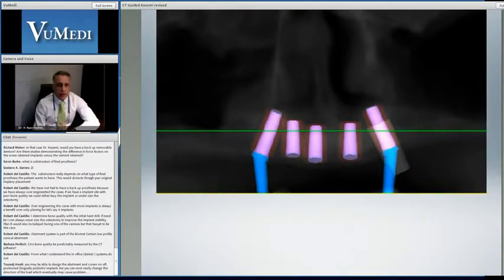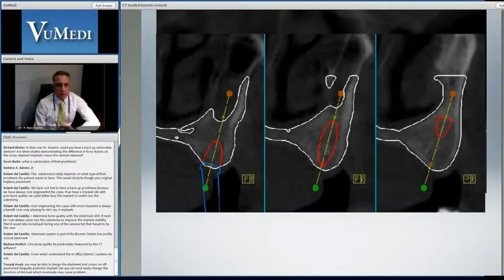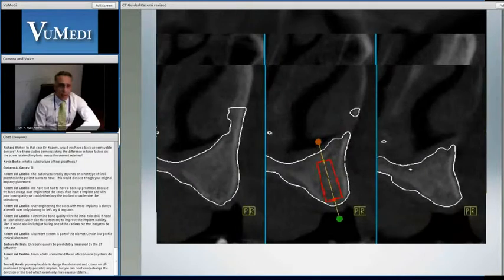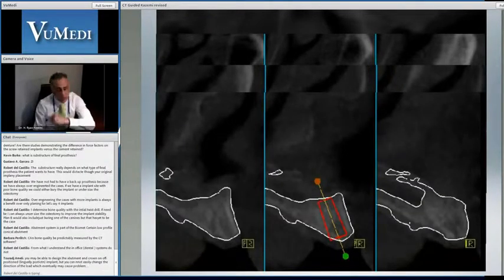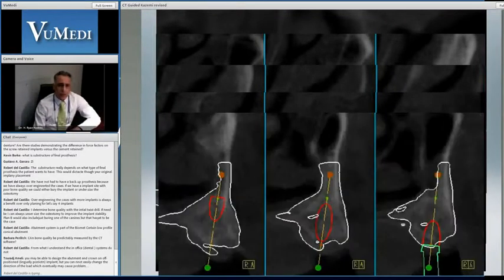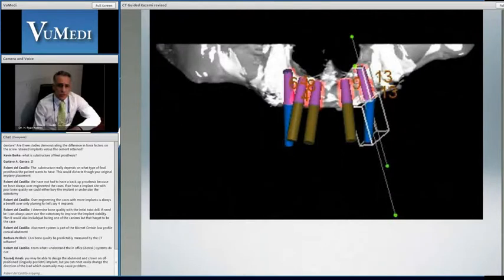So we're going to place some virtual implants in our scan, and get an assessment of how many implants are possible, what lengths we may be able to use, what widths we might be able to use, and whether or not we can accomplish this without any bone grafting. So this is just all during the planning phase.